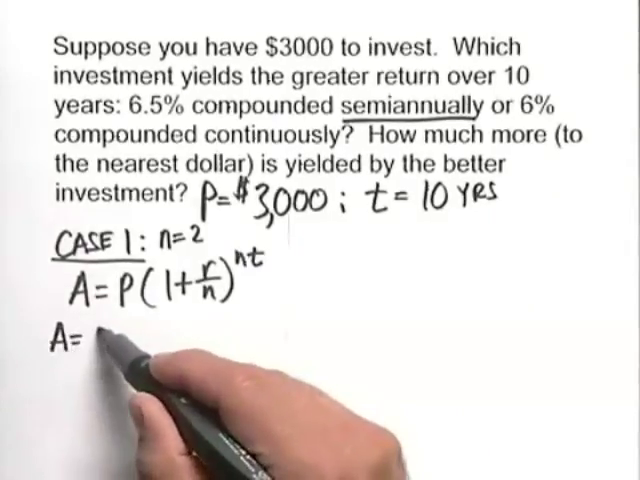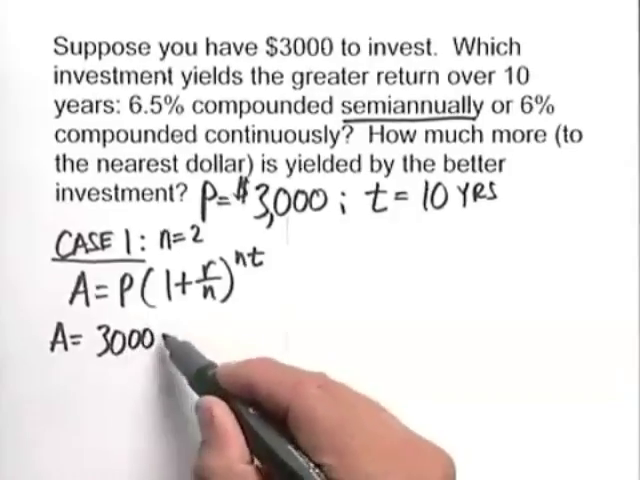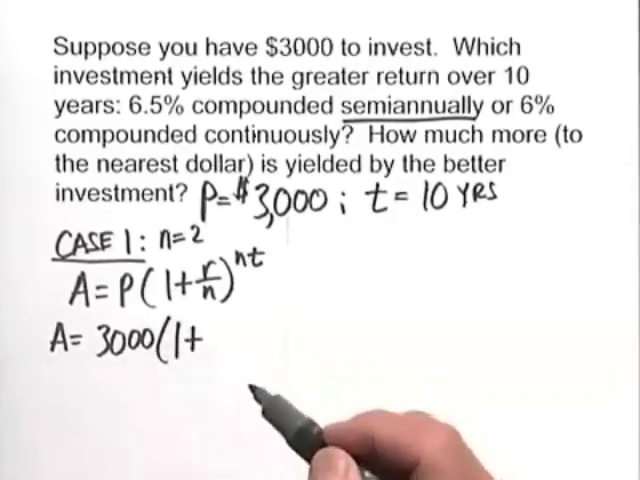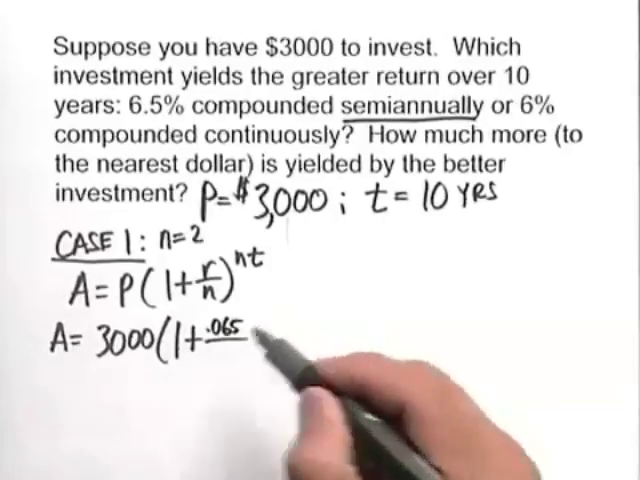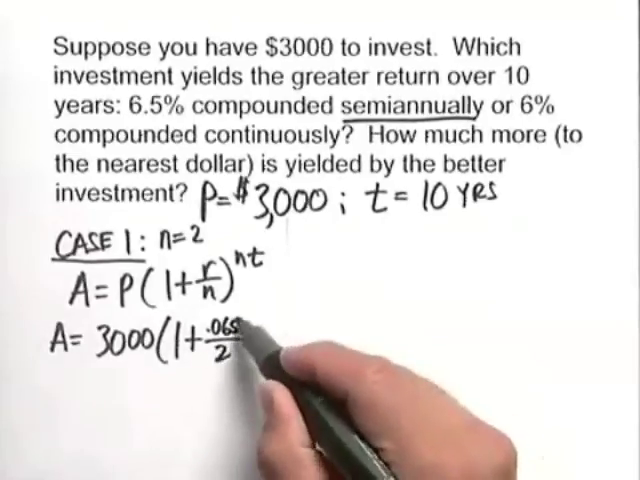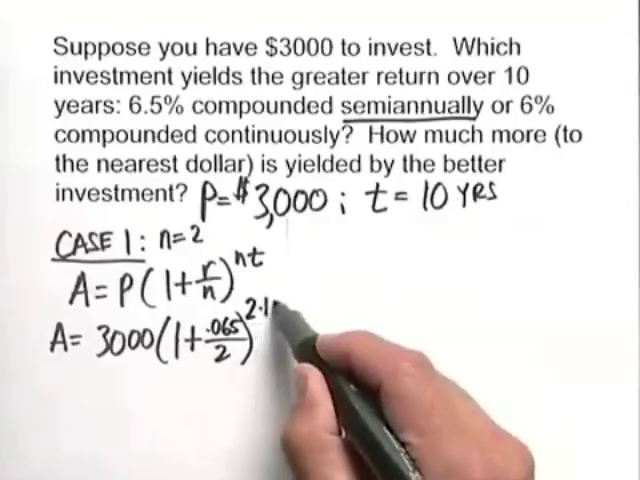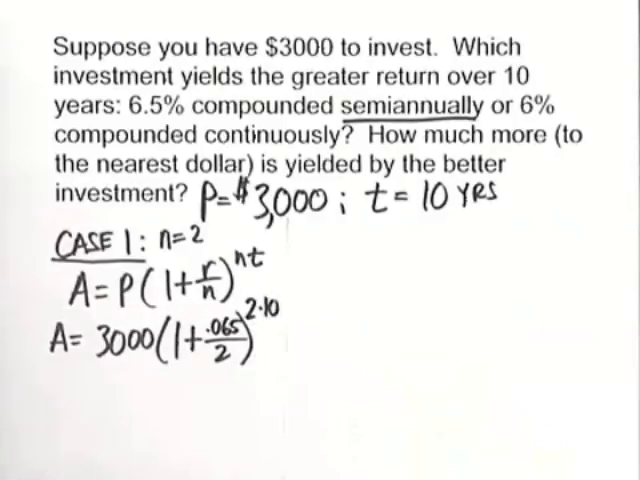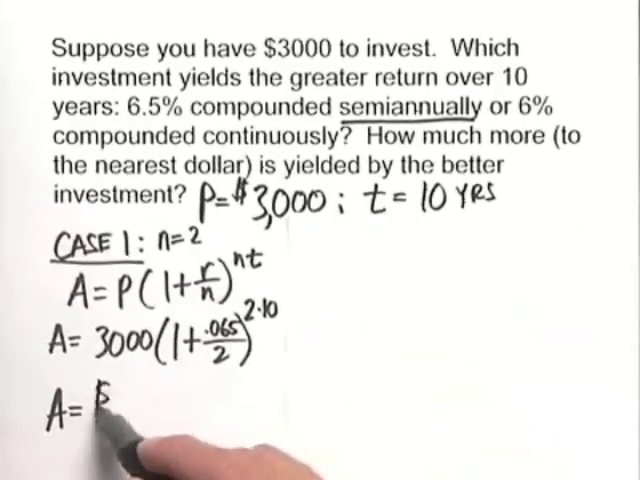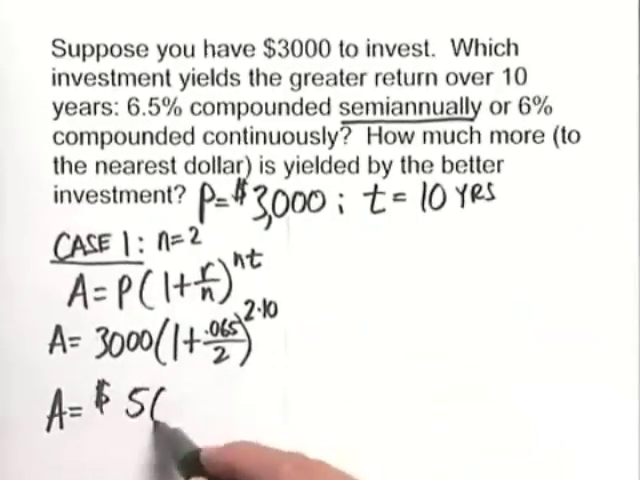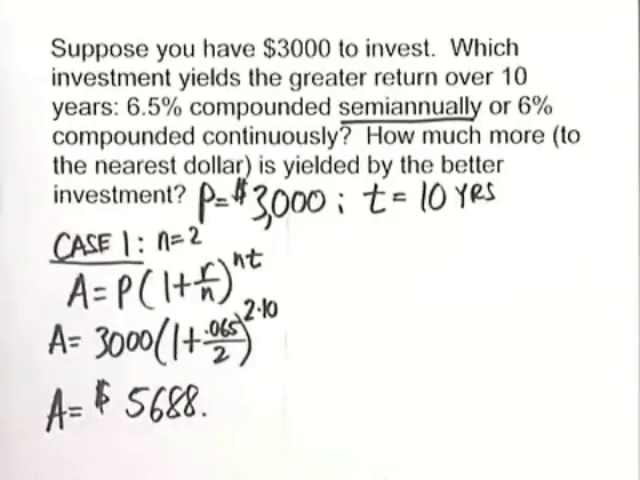A is equal to 3,000 times 1 plus r, in this case 0.065, all over n, which is 2, to the 2 times 10 power. Now this becomes a calculator problem. You plug that in there, and to the nearest dollar, case 1 will yield $5,688.